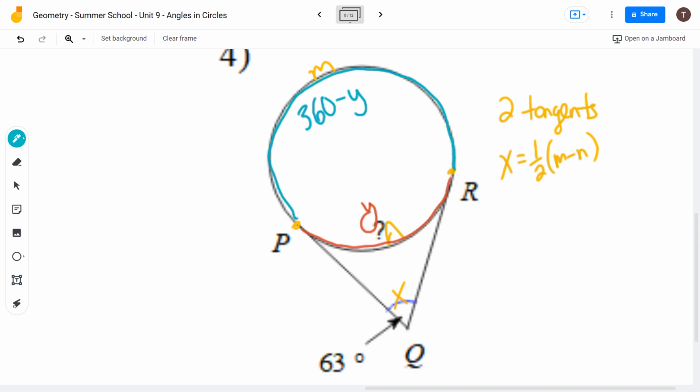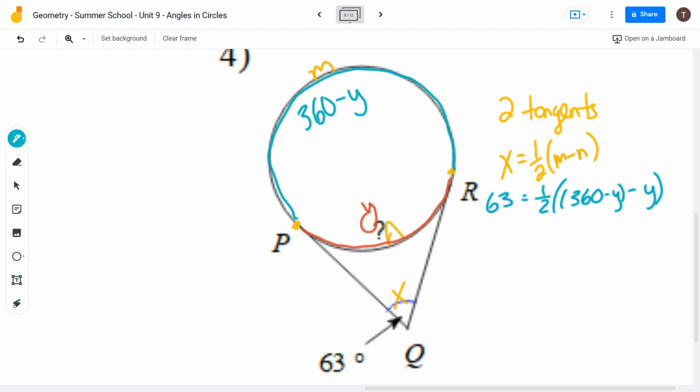So when I plug stuff in, I actually know my x in this case that's in the formula. It's 63. My m, and I'm going to put this in parentheses because it's a binomial, my m is 360 minus y, and my n is y. So it looks a little tricky there.